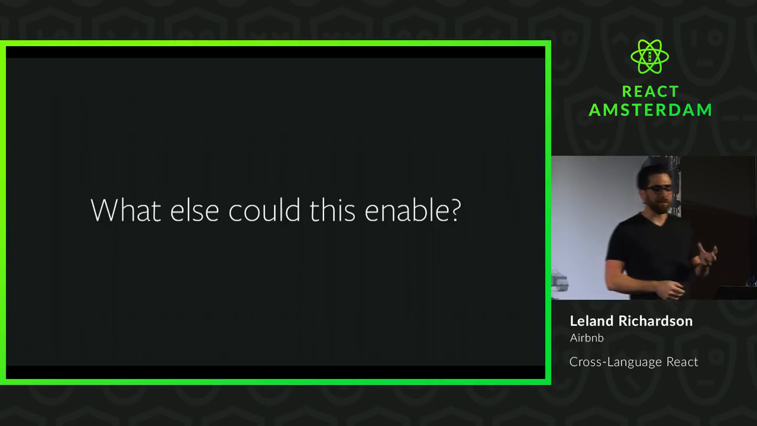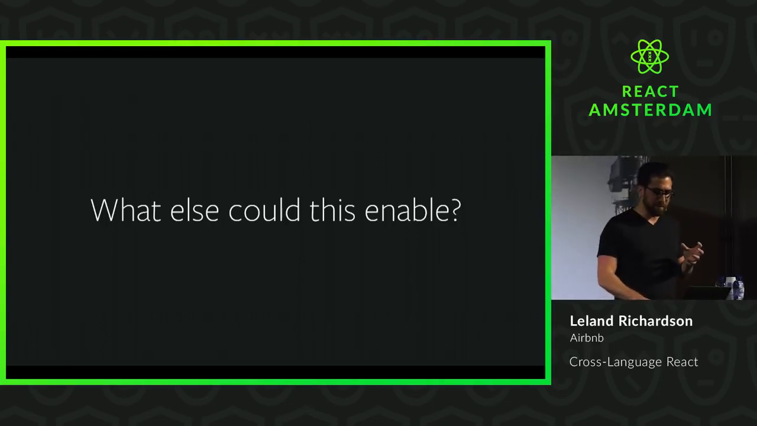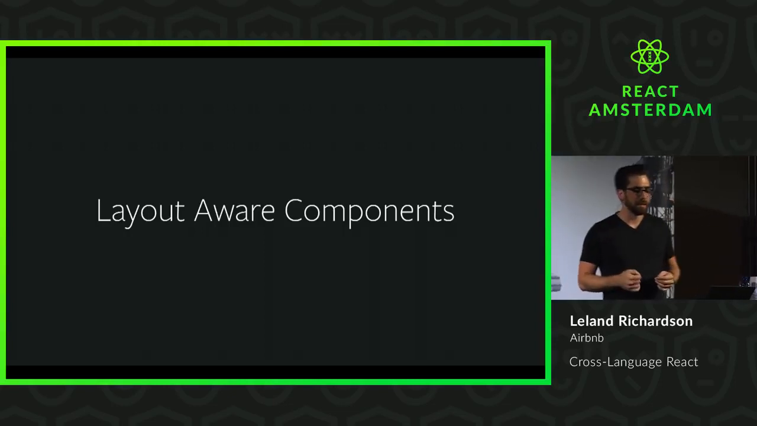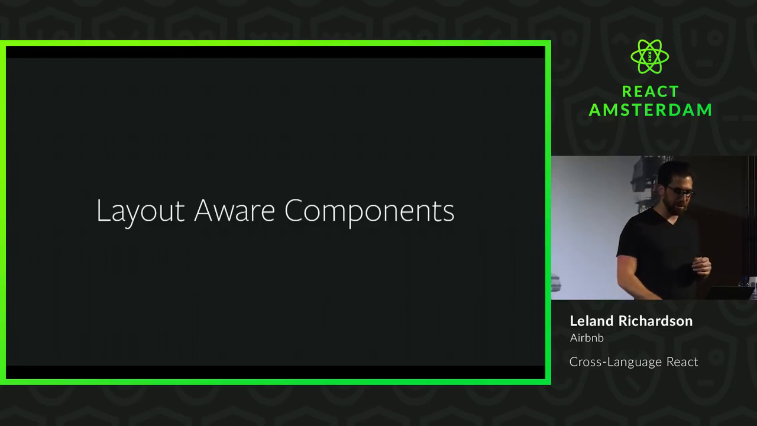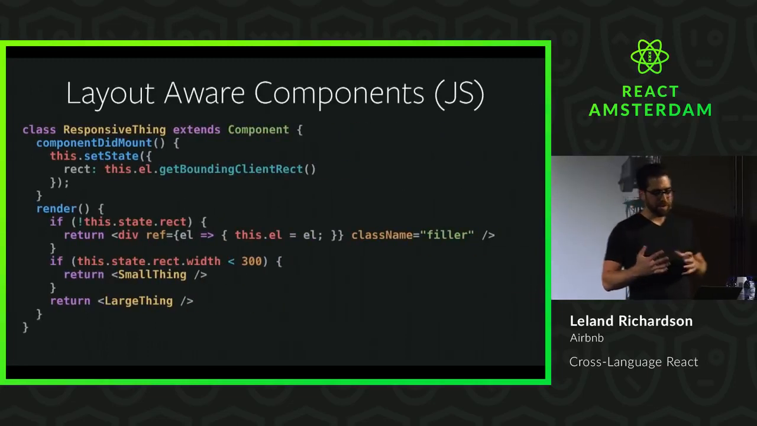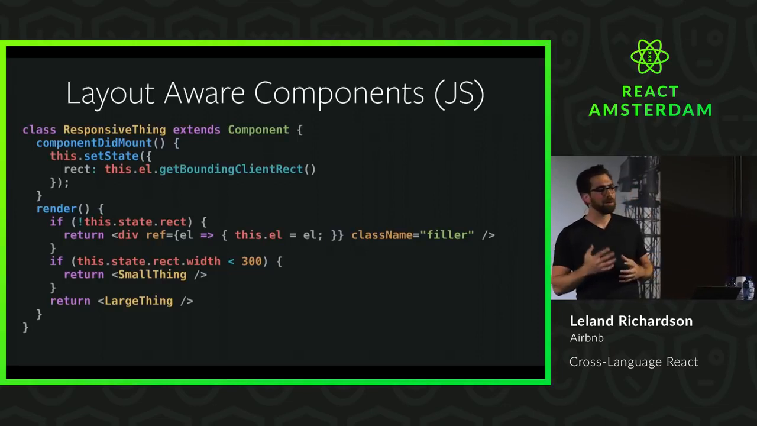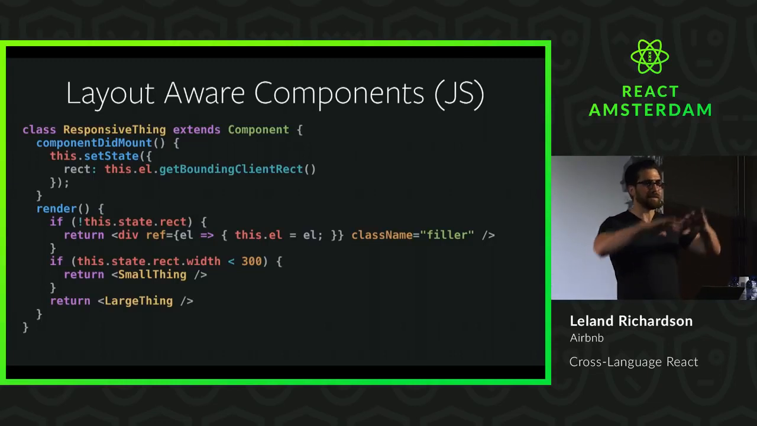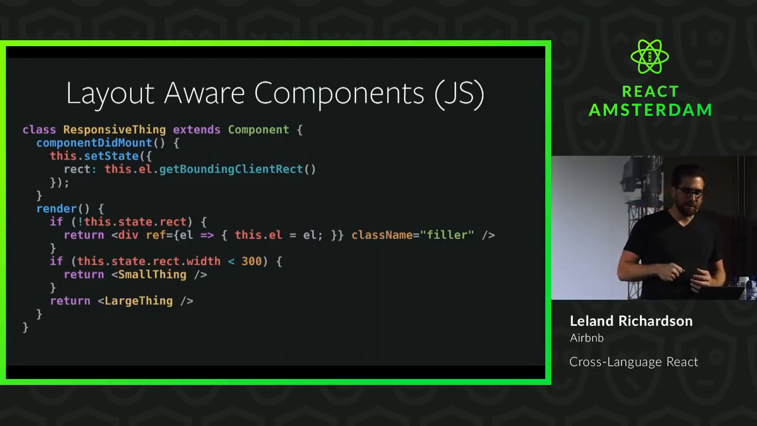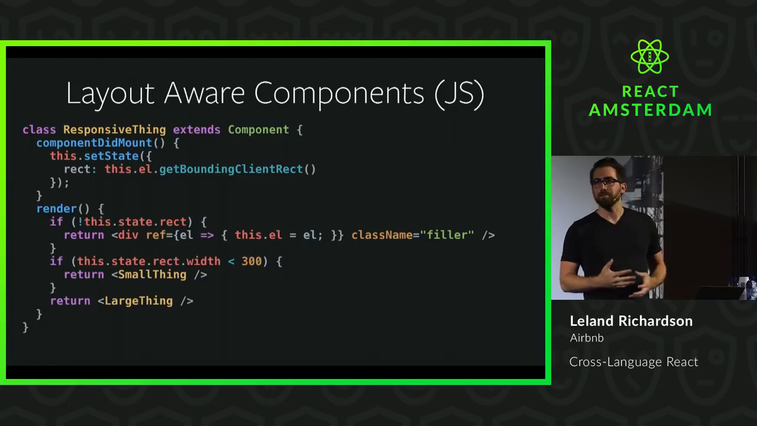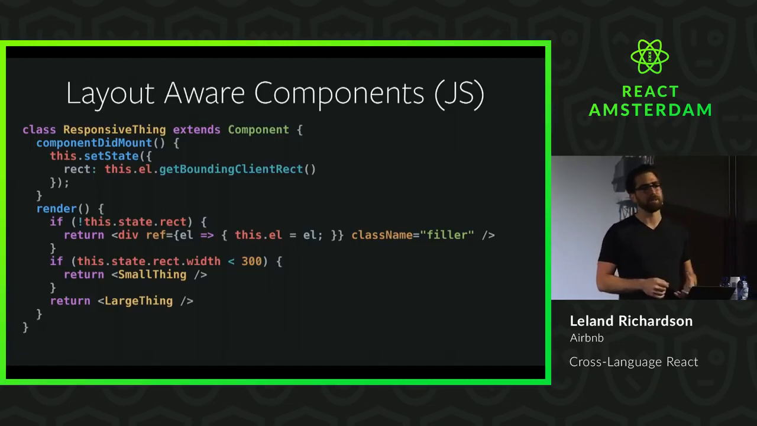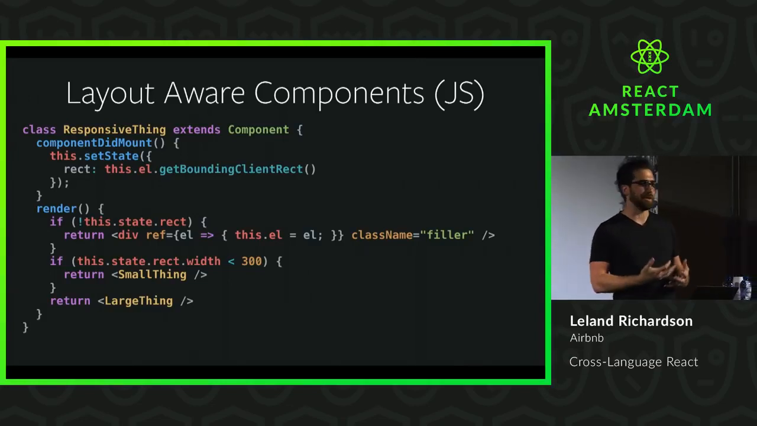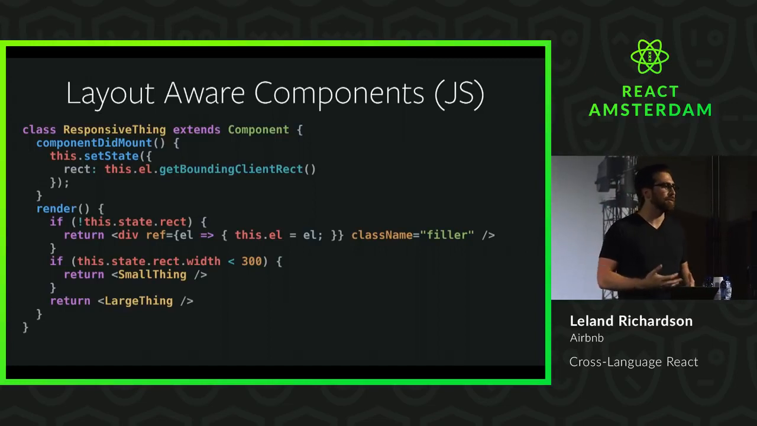So there are some other things that fall out of this. One thing that's pretty interesting to me is this concept of layout-aware components. And some of you may have run into this at some point, where we have this component that needs to render one thing or another, kind of depending on the available space that it has. And there's really no good pattern to do this right now with React, because the very first render call, the backing views of that React component don't exist yet. And so you can't really ask their size.